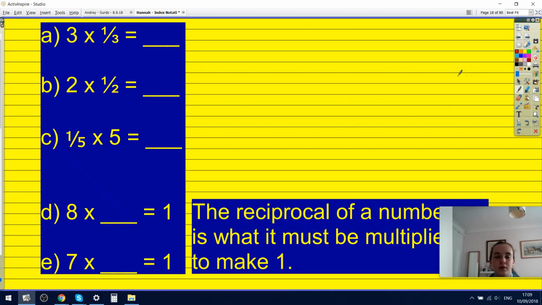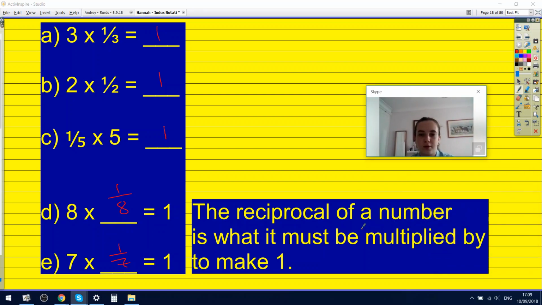Okay, let's try these. 3 times a third. 1. 2 times a half. 1. A fifth times 5. 1. So what would go here then? Times an eighth. And the bottom one? Times a seventh. That's it. And so there's this word reciprocal. The reciprocal of a number is what it must be multiplied by to make 1. So the reciprocal of 8 was 1 over 8. The reciprocal of 1 over 7 is 7.